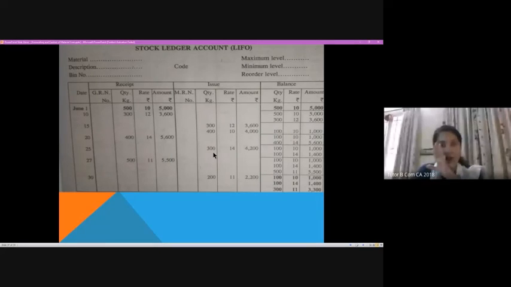So as we know, the balance on 25th would be, we already had 100 units at 10. So we will put here 100 at the rate of 10, 1,000. Okay, and we know that we issued 300 from this 400 balance. So the remaining here is 100 at the rate of 14, 1,400. That's it. Okay, so we have to remember this order.